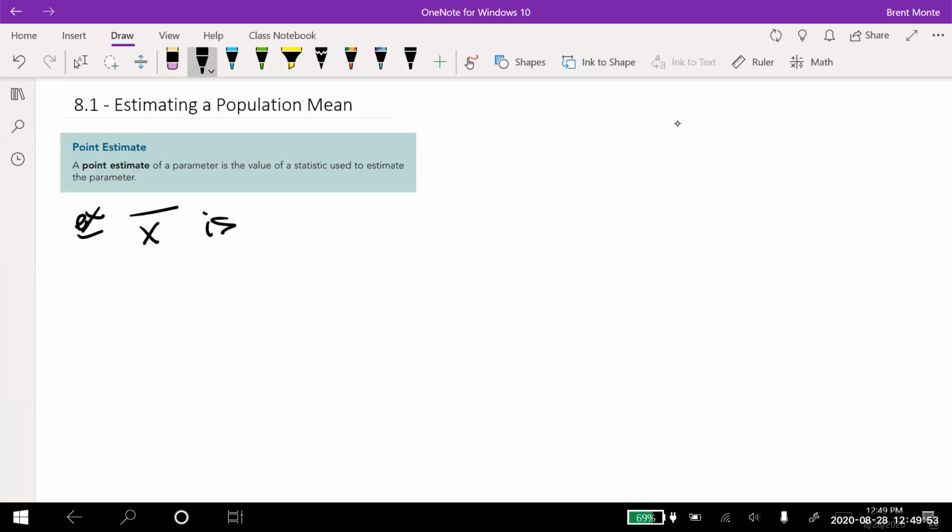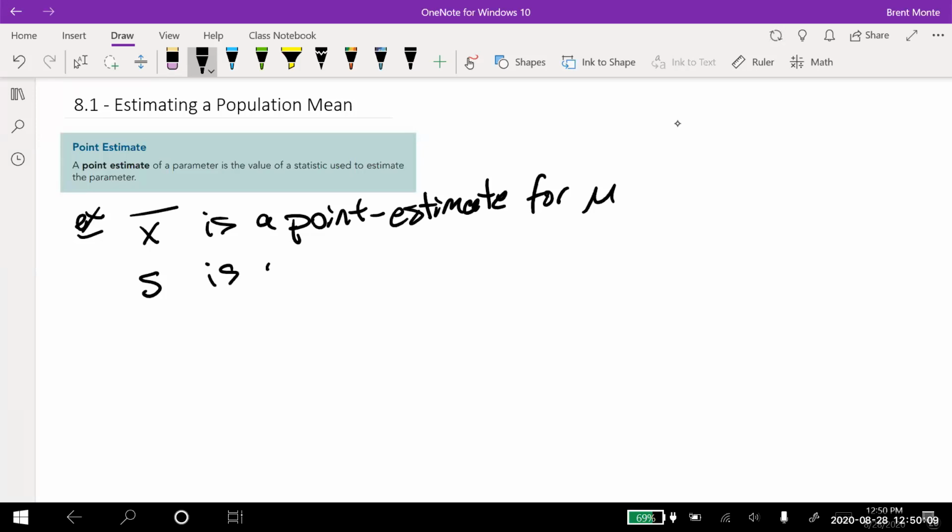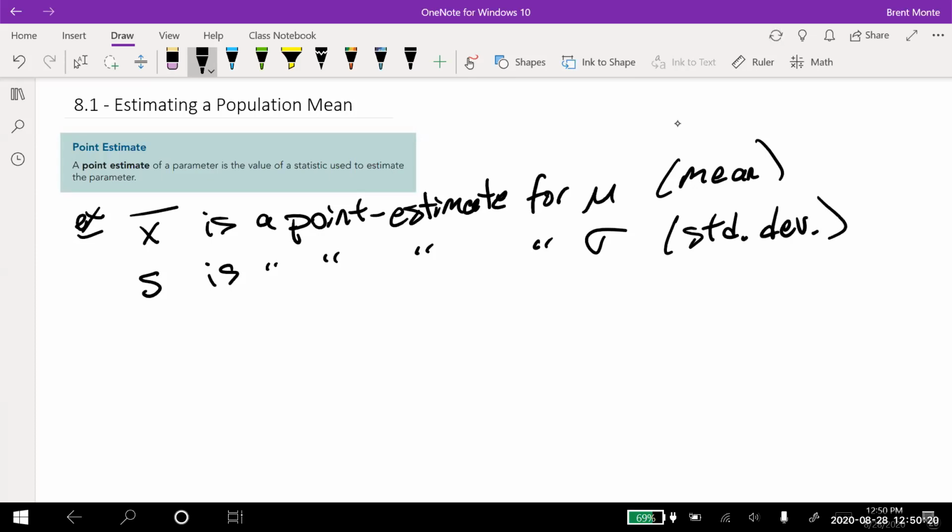X bar is a point estimate for mu. So the sample mean is a point estimate for the population mean. S, the sample standard deviation, is a point estimate for sigma. Up here we had the mean, down here we have the standard deviation. These are the only two that we've seen so far. There are others we'll see later, but those are the only two point estimates we have.